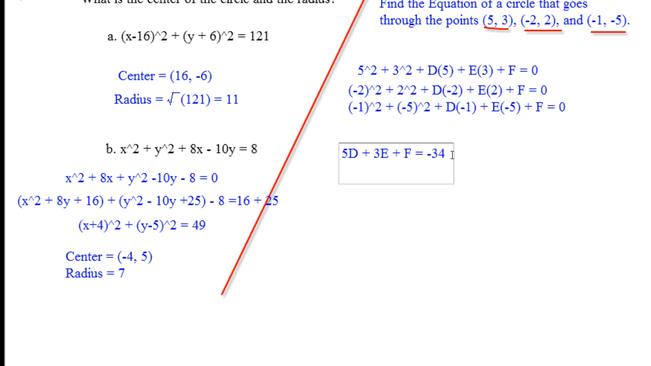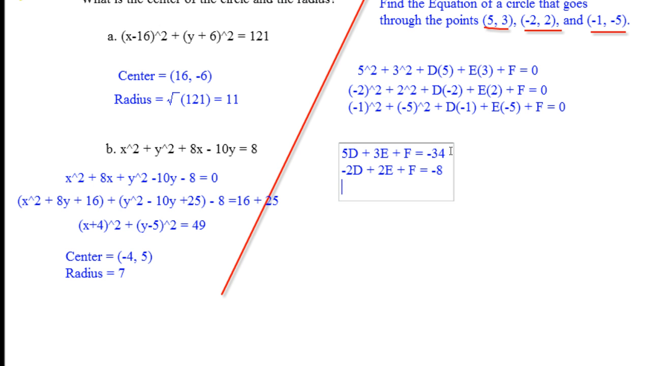And then the second set's going to be negative 2d plus 2e plus f is going to be equal to, let me see, this is going to be 4, this is going to be 4, so that's 8, so that's a negative 8. Yep, let me check my work with what I did earlier.